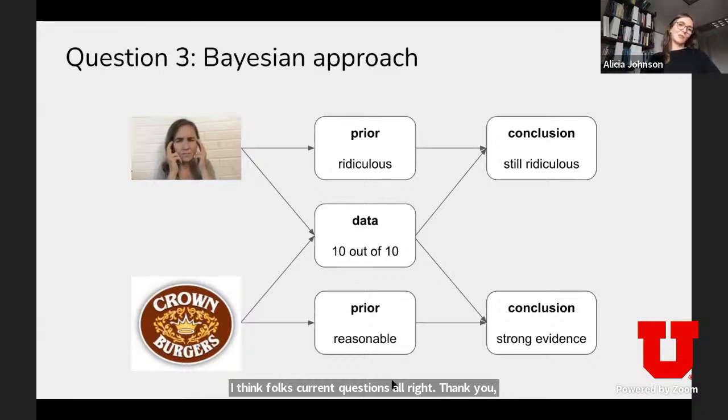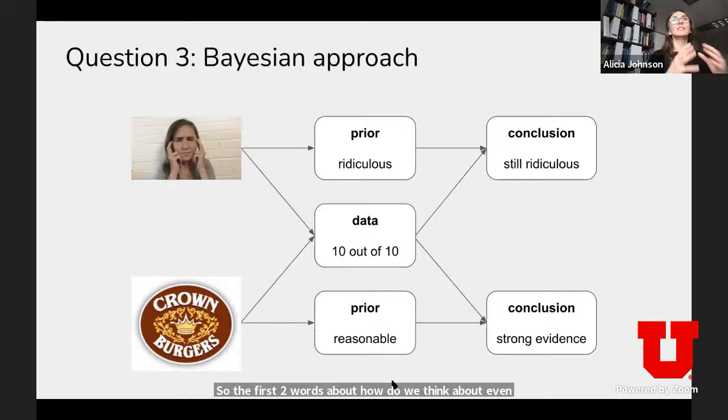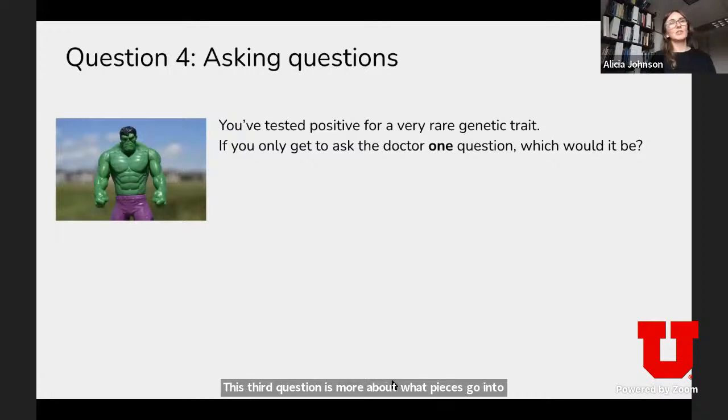All right. And so the last question then. The first 2 were about how we think about even the fundamental concept of probability. This third question is more about what pieces go into our analyses. And the final question is, what kind of questions do we ask? So what are the end conclusions that we make in frequentist versus Bayesian statistics? In this case, suppose that you've tested positive for a very rare genetic trait, and that you only get to ask the doctor one question.